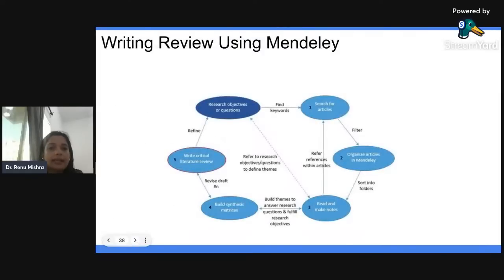Okay. And definitely you may use Mendeley for writing the review, somebody asked also. So you can go for searching the articles. This is the way how you can work on Mendeley. Mendeley helps you to organize the articles also. Then you can actually sort into folders. That's what I was telling you, how you should organize your literature into various subfolders, folders. And with the help of this, you can actually refer back to the article search again and again.